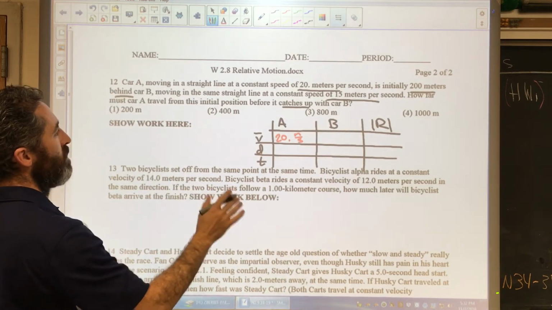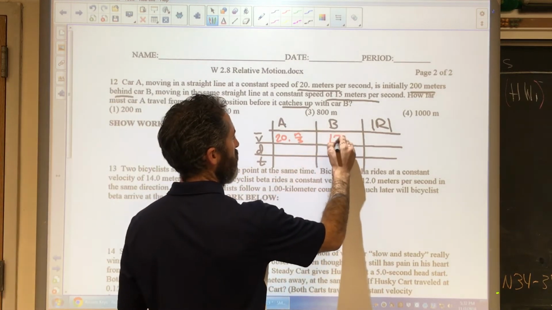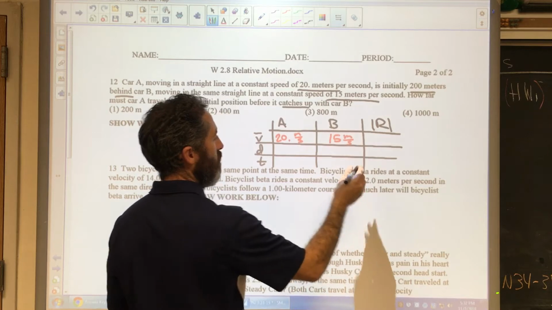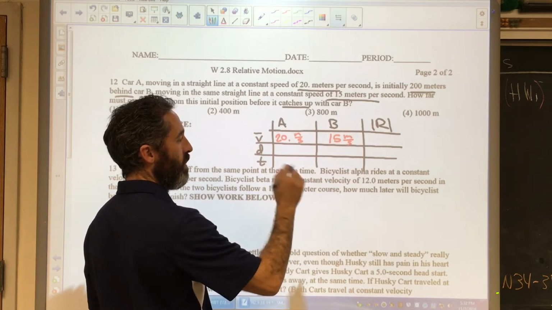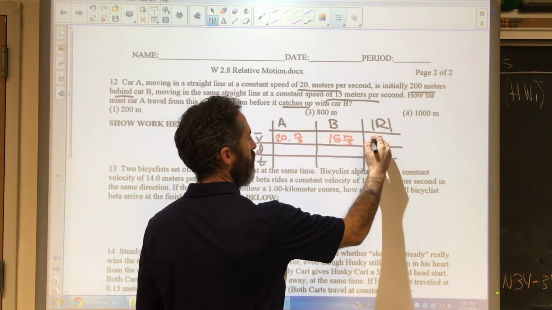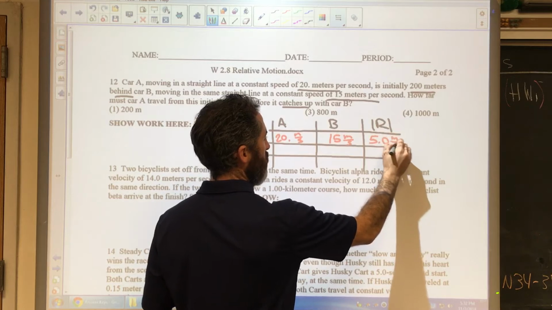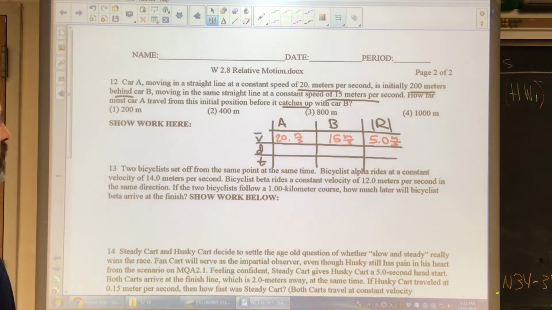Car B, I'm going to pick the easy ones, 15 meters per second. No matter which one's following which, the relative speed between them is, of course, then 5 meters per second. All right, good. Now, it's initially 200 meters behind car B. Well, this is just like the one we just did in the notes.